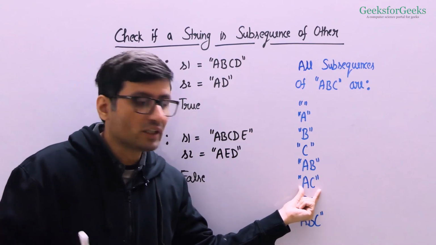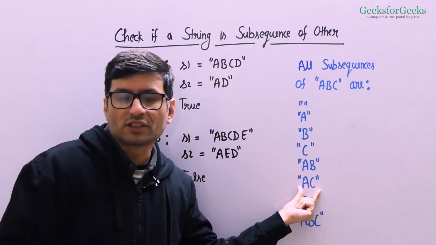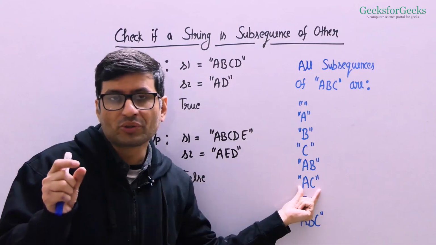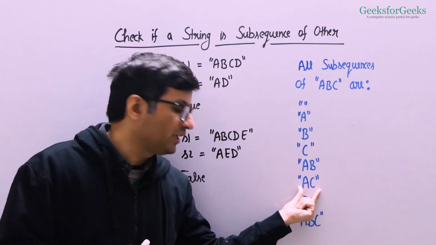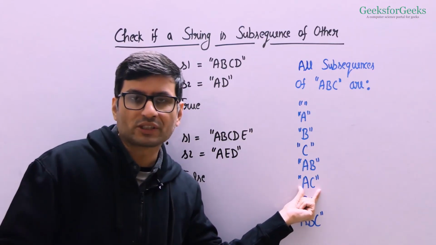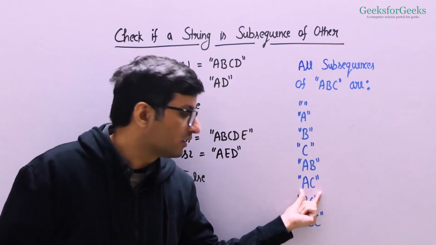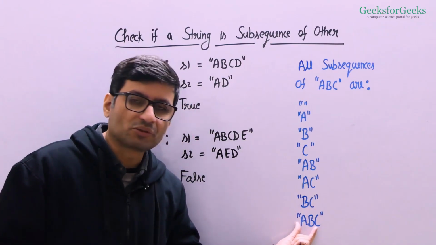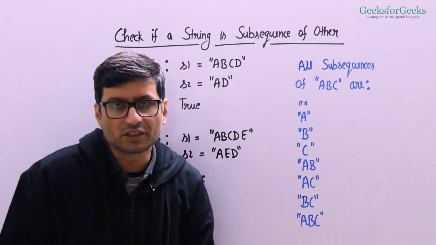AC is a subsequence. We have removed B. And this is where we note the difference between subsequence and substring. Substring means contiguous characters, right? Here we don't need to have contiguous characters. We may remove characters from the middle. BC is a subsequence. We have removed A. ABC is a subsequence. We have not removed anything.